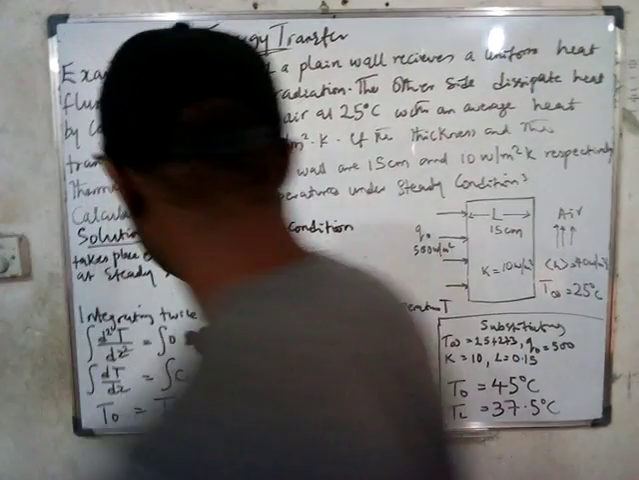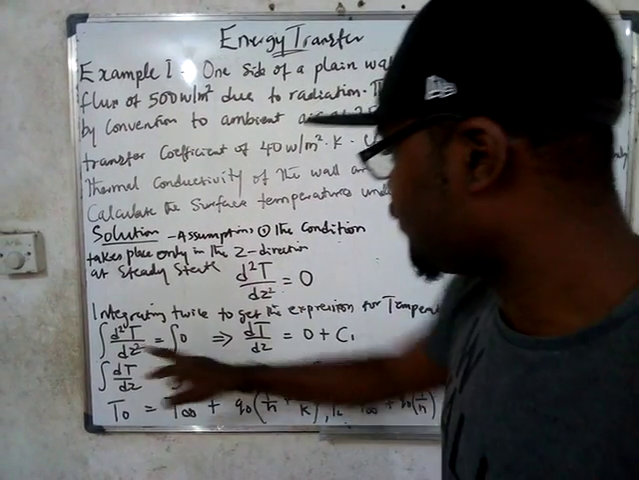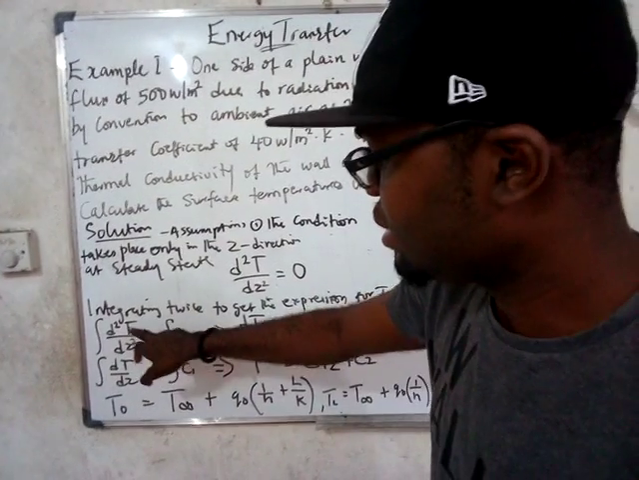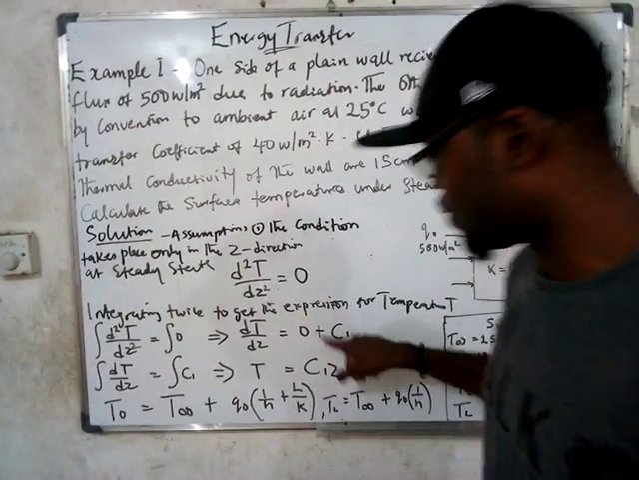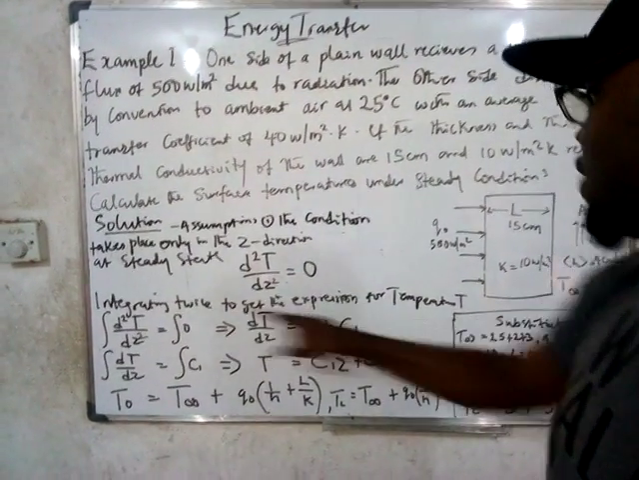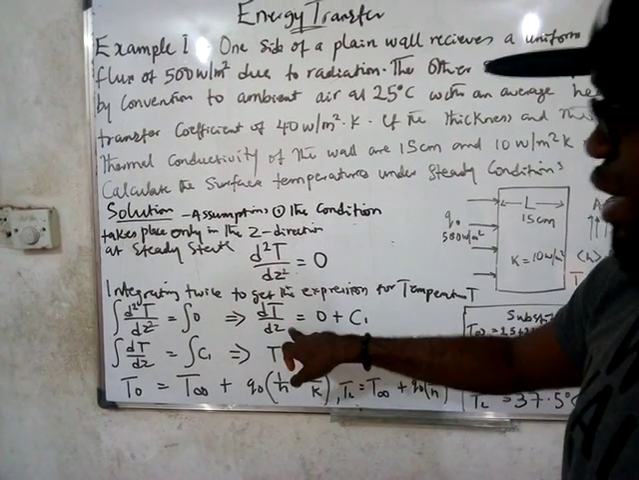We integrated this one by putting the integral. If you integrate this, you have only dT/dz instead of the squared d2T/dz2. If you integrate 0, you have 0 plus a constant. So this is what you have now. But you're trying to get the expression for temperature alone. You don't want the derivative, so you have to integrate again.